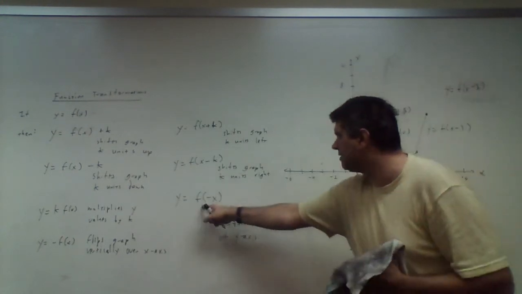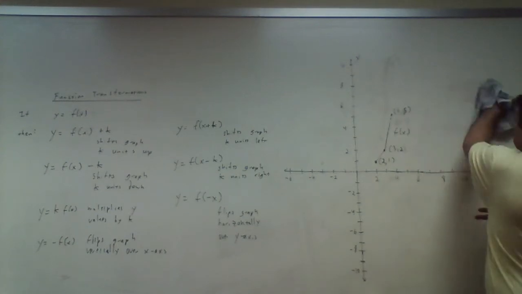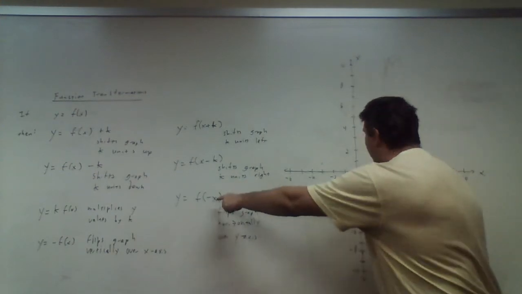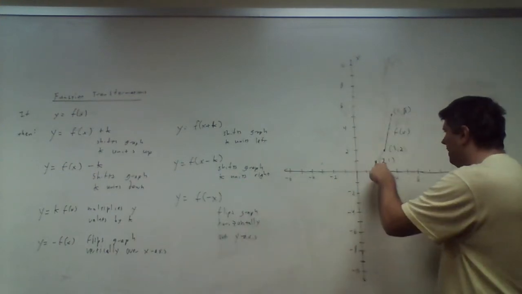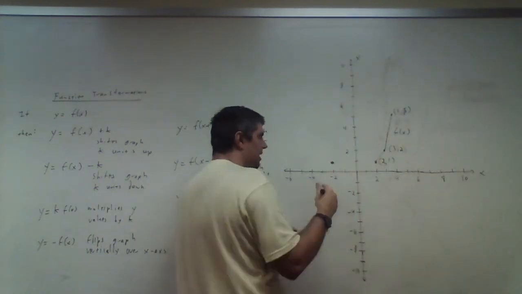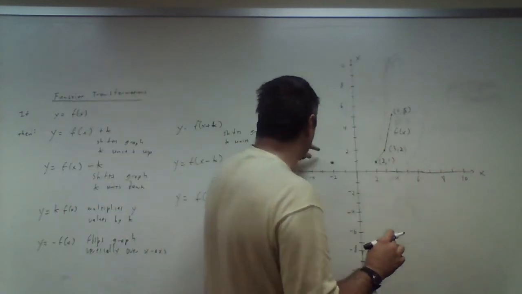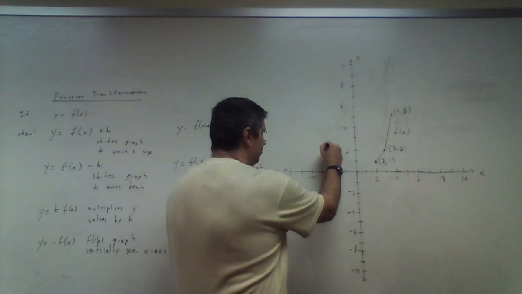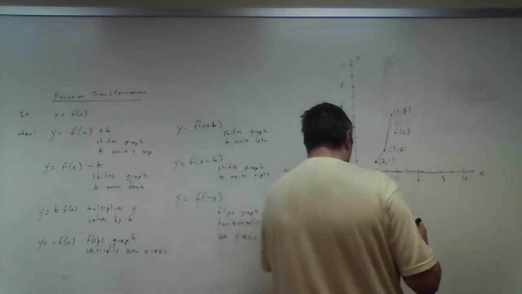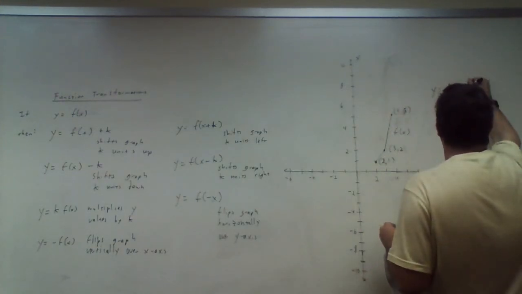And finally, I want to talk about this one, and then we'll start combining these. F of negative x is going to take this 2, 1 and make it negative 2, 1. It's going to change all the x coordinates but keep the same y. This will become negative 3, 2. And this will become negative 4. So let me go back and put on the board what we're doing. Y equals f of negative x.